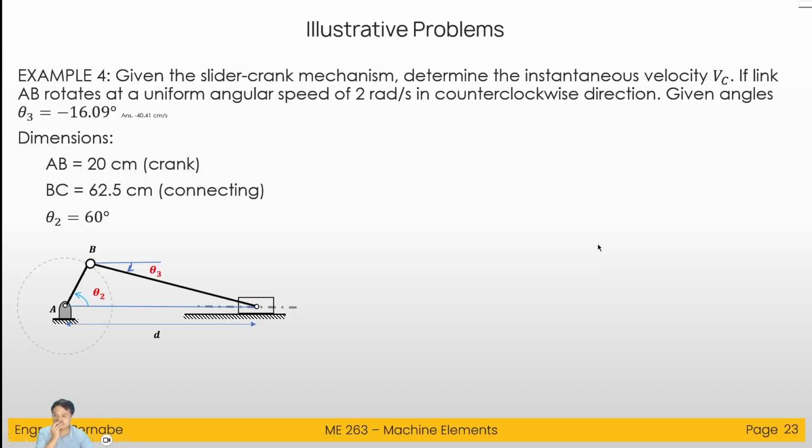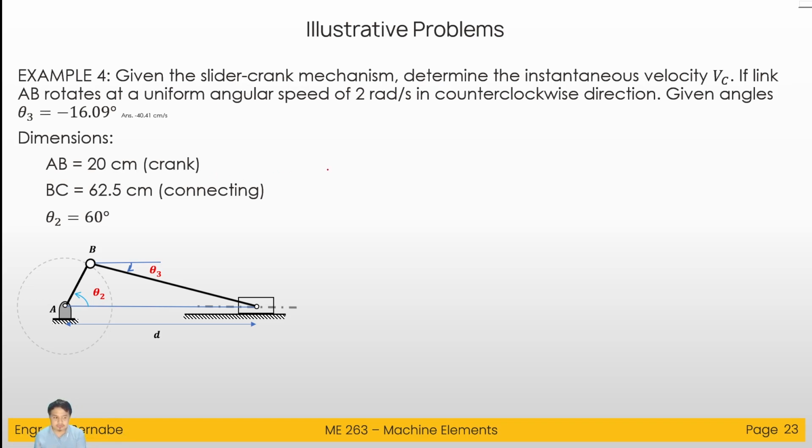Okay, so we have a given slider crank mechanism. We want to determine the instantaneous velocity Vc. If link AB rotates at a uniform angular speed of 2 radians per second in the counterclockwise direction, given the angle theta 3 is negative 16.09, and as in the previous example in the position analysis, you have 20 centimeters for AB, 62.5 for BC, and angle theta 2 is 60 degrees.